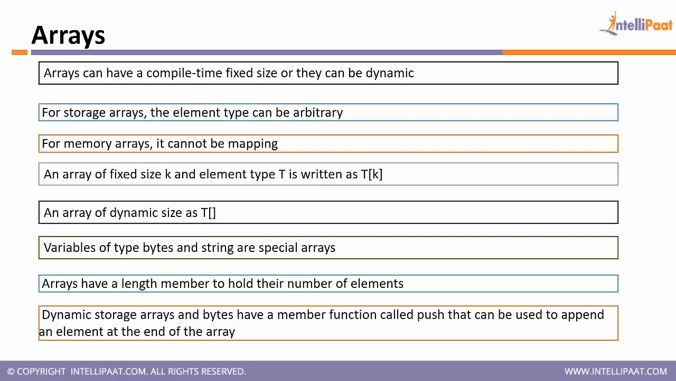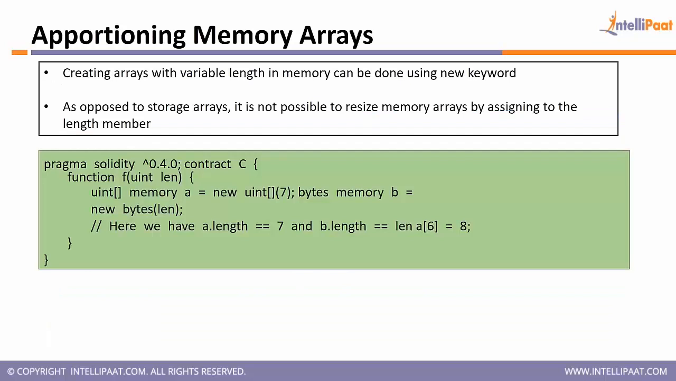Variables of type bytes and string are special arrays. If you declare a variable of type bytes or string, they are invariably, for the compiler, an array itself. And the array comes with a member called length. If you give the variable name dot length, it gives you the number of elements this array currently holds. And if you declare a dynamic storage array, it also comes with an additional function called push, in order to append elements at the end of the array.